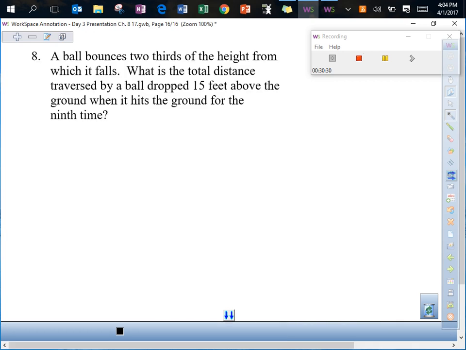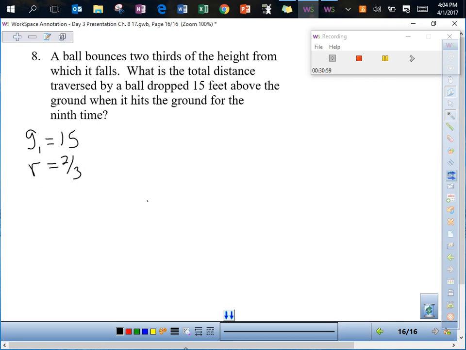So here's number 8. It says a ball bounces 2/3 of the height from which it falls. What's the total distance traversed by the ball dropped from 15 feet after it's hit for the 9th time? Okay. Well, guys, some things that I know so far. My G sub 1 is 15. That's where I'm starting. My R value is 2/3. And n is 9.